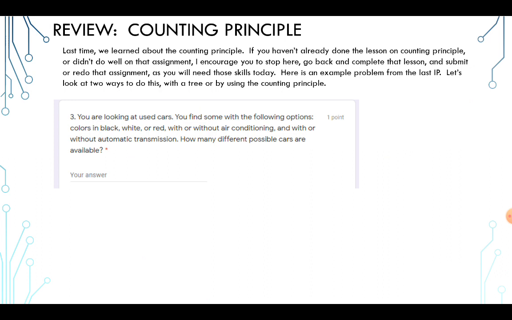Here's an example problem from the last IP that we did. Let's look at two ways to do this. We can either do it with a tree or by using the counting principle. Okay, so let's start by using the tree method. Number 3 says you are looking at used cars. You find some with the following options: colors in black, white, or red, with or without air conditioning, and with or without automatic transmission. How many different possible cars are available?